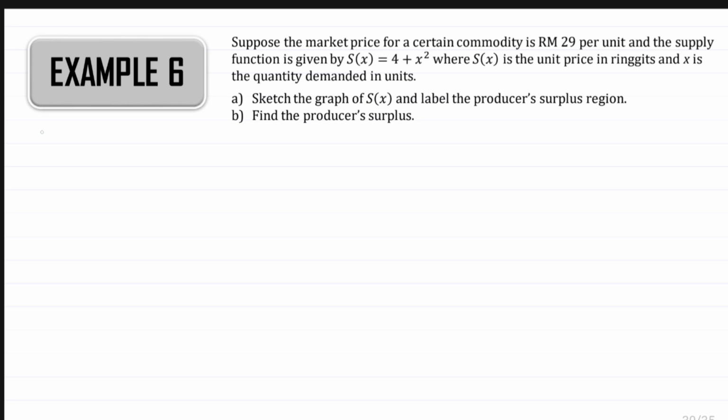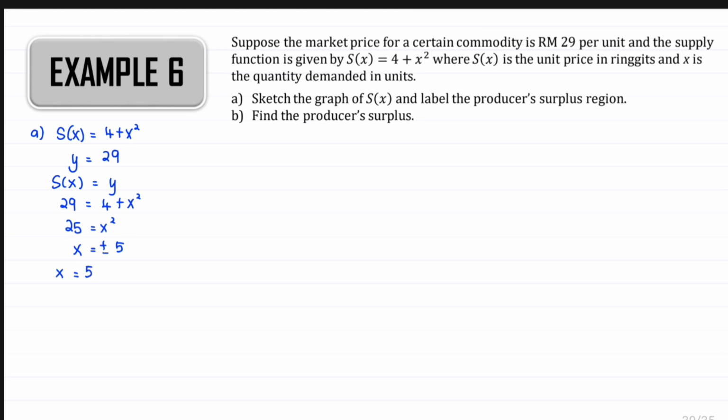We have the supply function S(x) equals 4 plus x squared. Okay, we have market price RM29, so this one y equals RM29. And to find x, we set S(x) equals y. So 29 equals 4 plus x squared. We have 25 equals x squared, so x equals plus minus 5. Since x is a quantity, x equals 5 only.